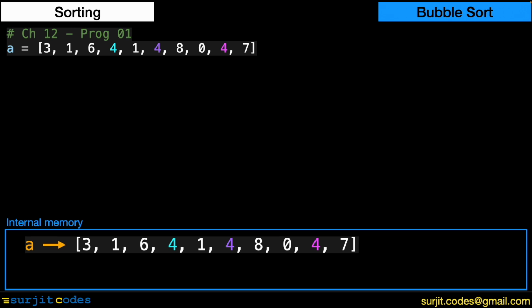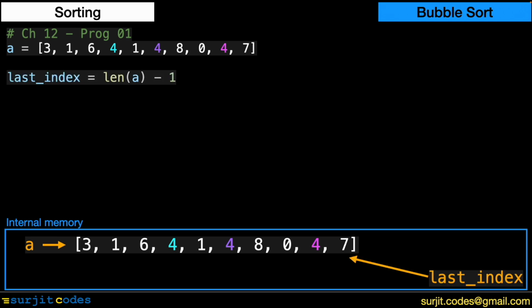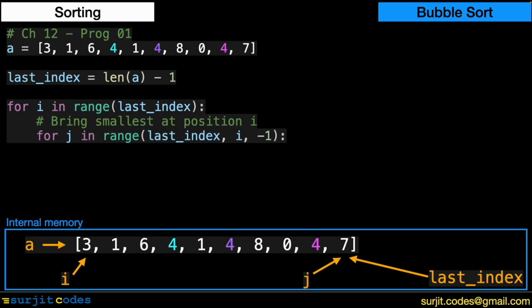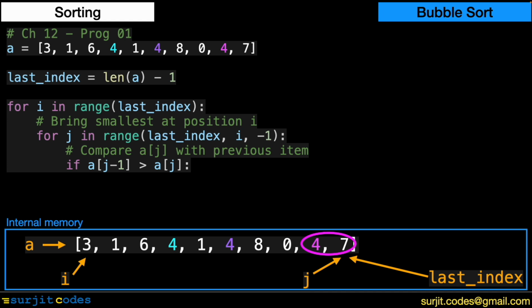In bubble sort, we follow the bottom-up approach in which the size of the sorted list increases by 1 in each iteration. We call it the decrease and conquer approach. We save the index of the last item of the list and run a loop over the items of the list starting from the beginning. We will bring the smallest item at index i, for which we start a reverse loop from the end of the list. We compare the items at j and j minus 1.